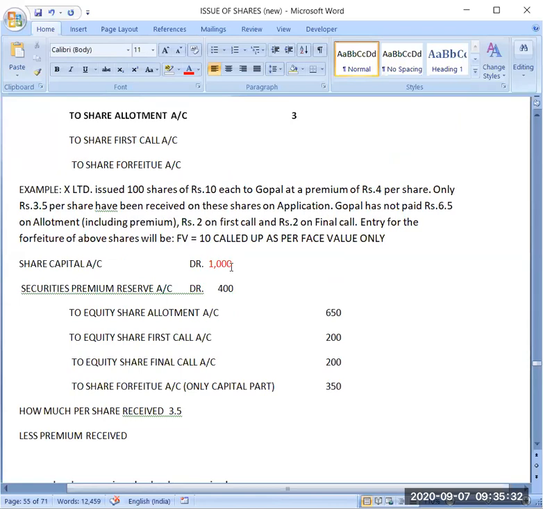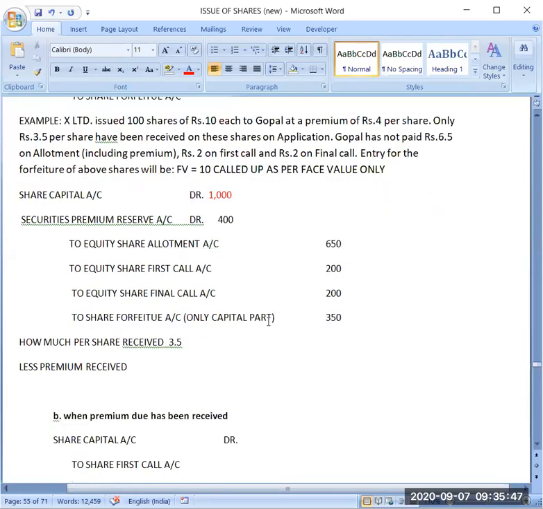Capital will always be written as called up. Only the capital part, the face value part, will be there. Second rule. Third rule, it will always include the amount of premium which is not received. Then fourth rule, you have to subtract premium received from the total amount received. Only that amount will come here which you have received for capital. These 4 or 5 rules are there. So I hope these rules are clear to you. No confusion is there now.